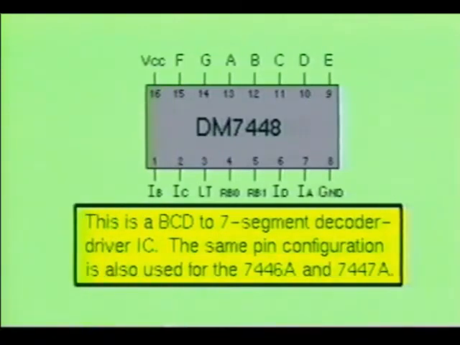Here you see a BCD to 7-segment decoder driver IC. These ICs are found in multimeters, counters, and other test equipment, commercial electronic scales, or wherever a numerical readout is required. Notice that the IC pin configuration is the same for the DM7446A, DM7447A, and the DM7448. The primary difference between these ICs is in their voltage and current requirements. Their operation, however, will remain the same.